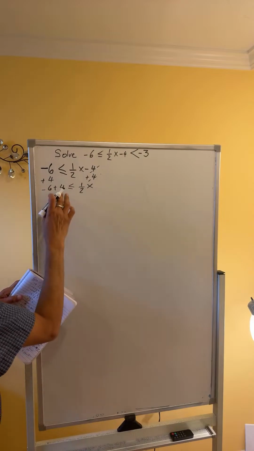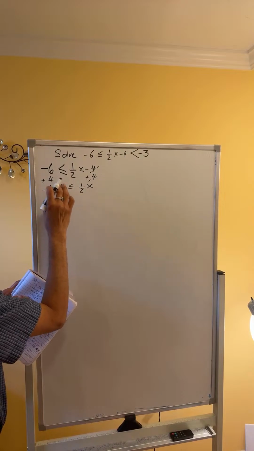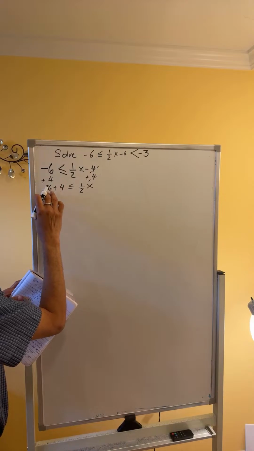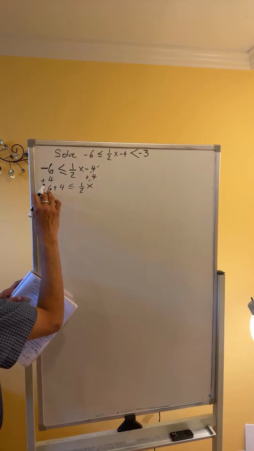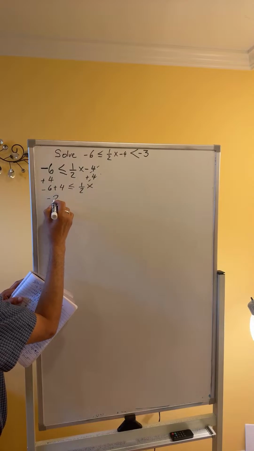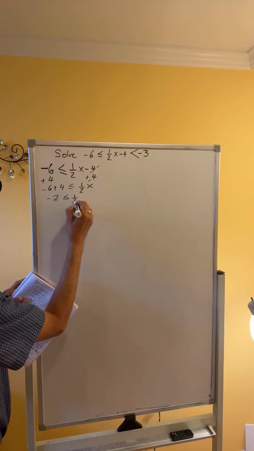Really, we cannot subtract 6 from 4 because the number 6 is greater than 4. So we have to subtract the smaller number 4 from 6. But because the larger number 6 has a negative sign, 6 minus 4 is 2, but we will retain the negative sign in front of the larger number. So minus 2 less equal to half x.